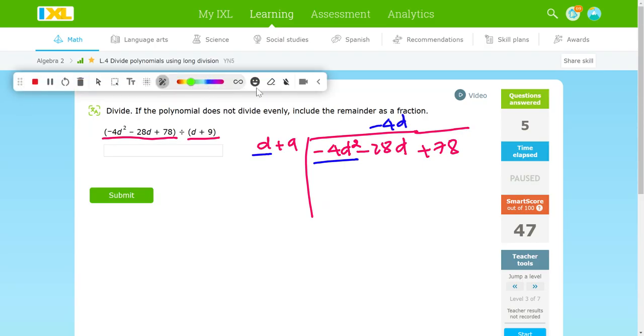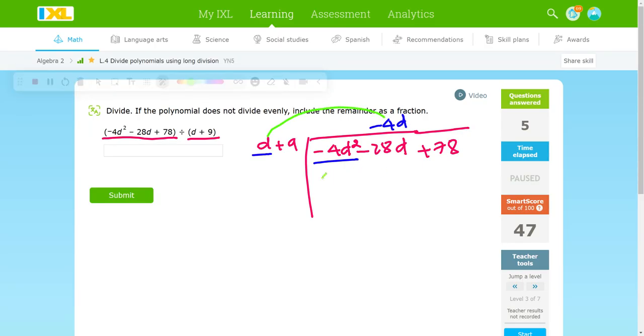Now you multiply them back. Negative 4d squared, and then negative 4d times 9, negative 36d. Your next step, you should put in parentheses and then you subtract. Negative 4d squared subtract negative 4d squared, that's 0. Over here, subtract negative 36d, that becomes positive 36d. So negative 28d plus 36d, that will be positive 8d.